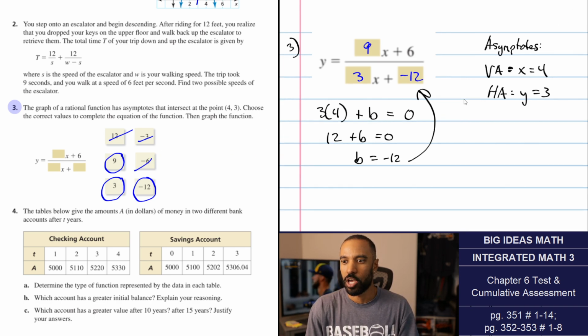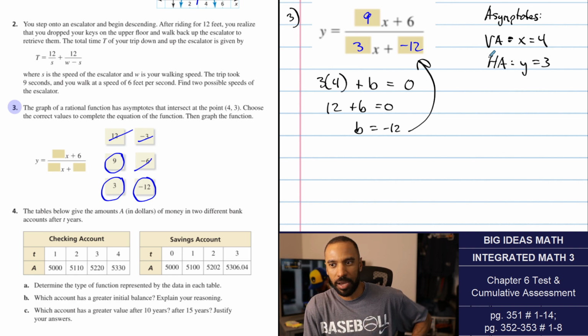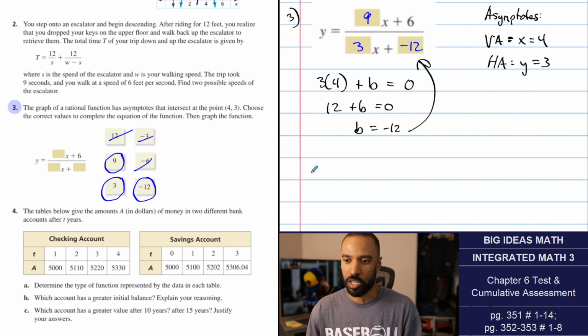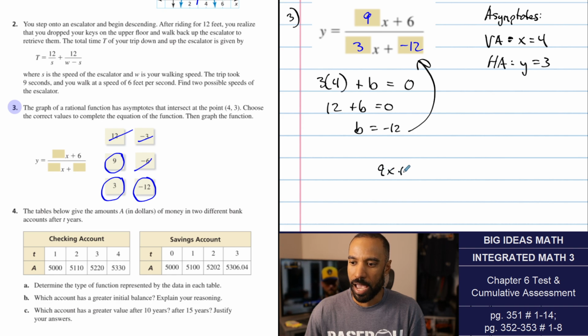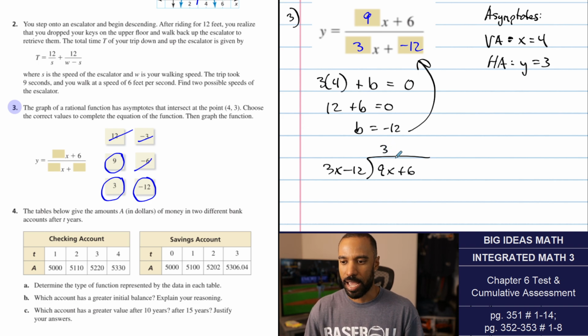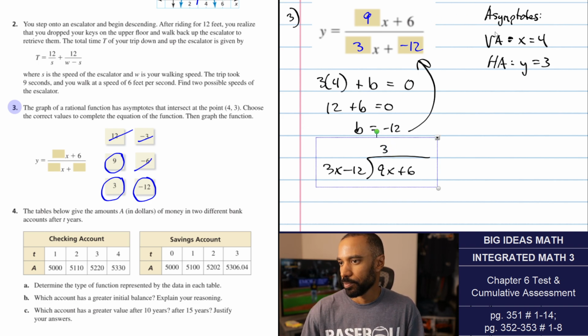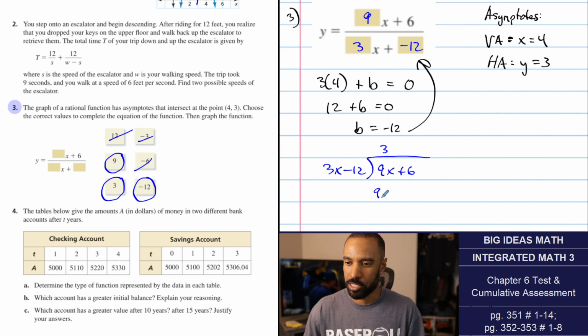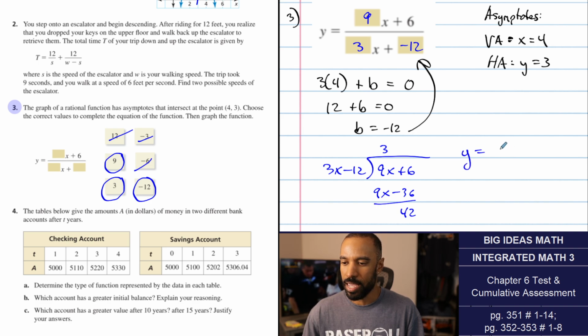They said graph the function. So let's now confirm everything that we did by doing division and getting into that other form. I think that's going to work best for us here. So let's do 9x plus 6 divided by 3x minus 12. 3x goes into 9x 3 times, and multiplying, that's 9x minus 36, and 6 minus negative 36 is 42. So our equation ends up being rewritten as y equals 42 over 3x minus 12, plus 3. 3 is the quotient.